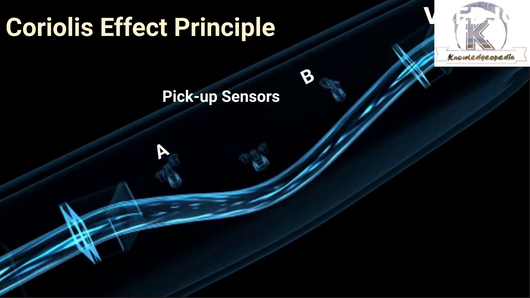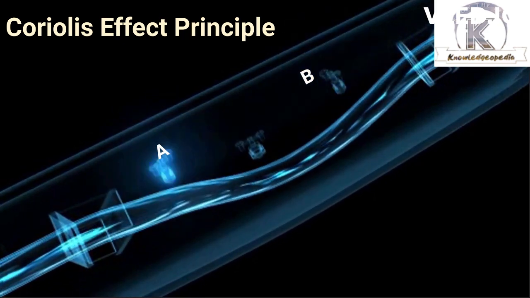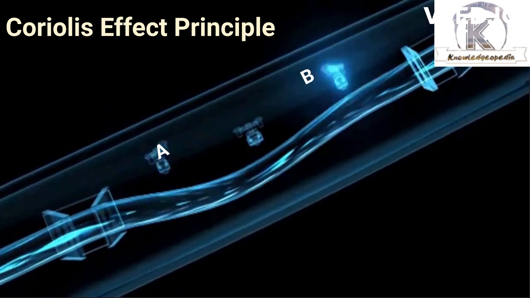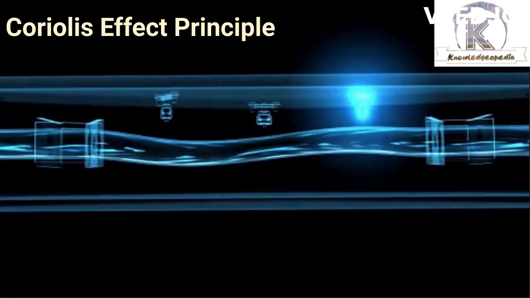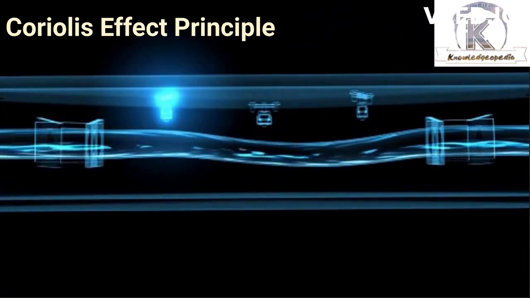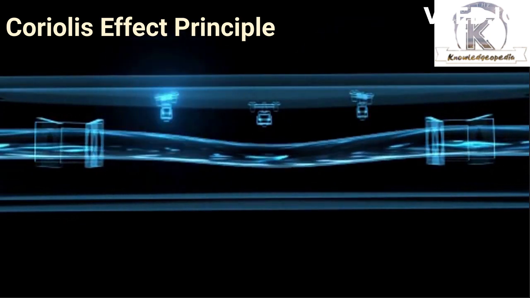When there is flow, additional tube deflection is observed due to the Coriolis effect, and it creates a time and space difference between the signals of pickup coils A and B with respect to each other. This is known as phase shift. It is directly proportional to mass flow.